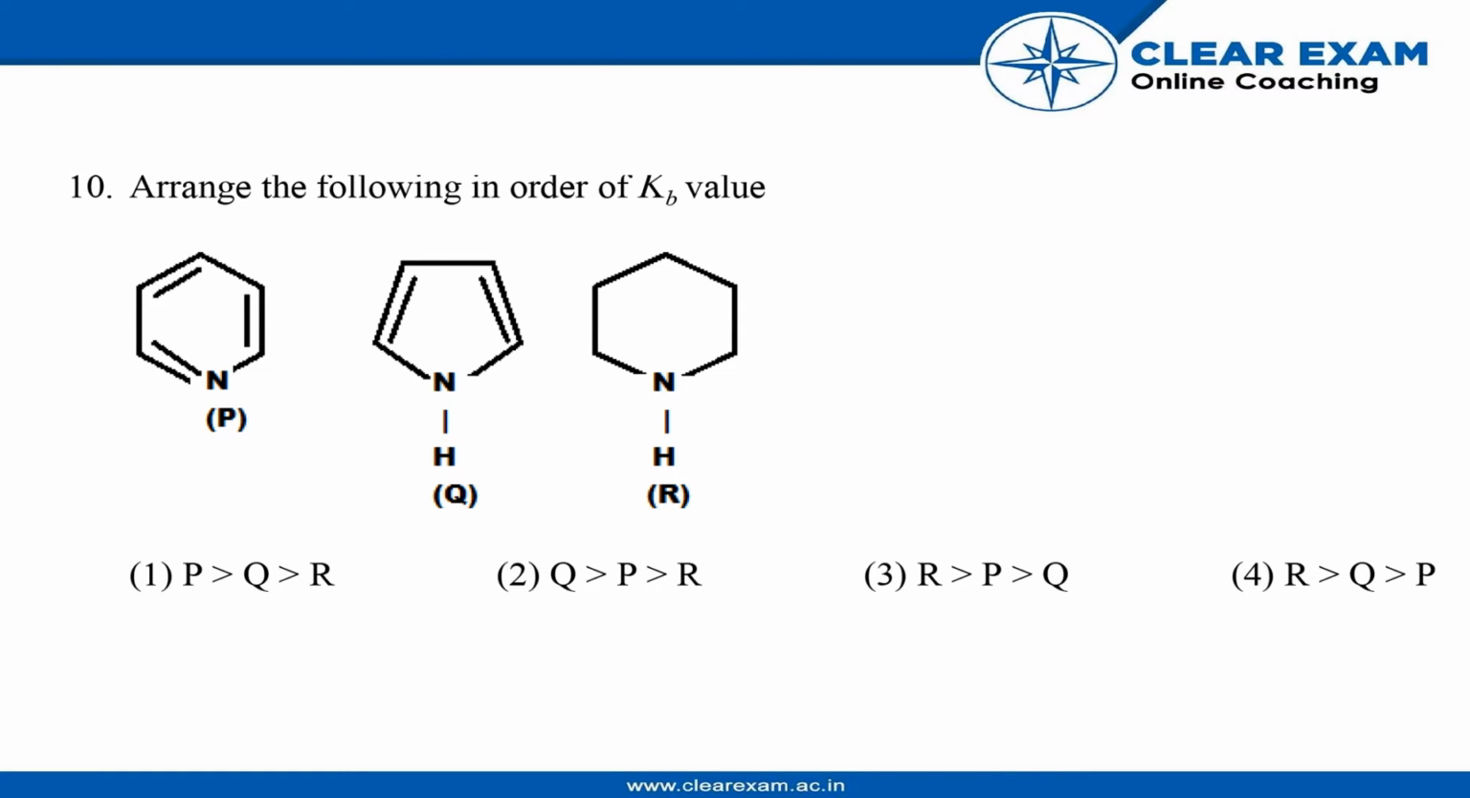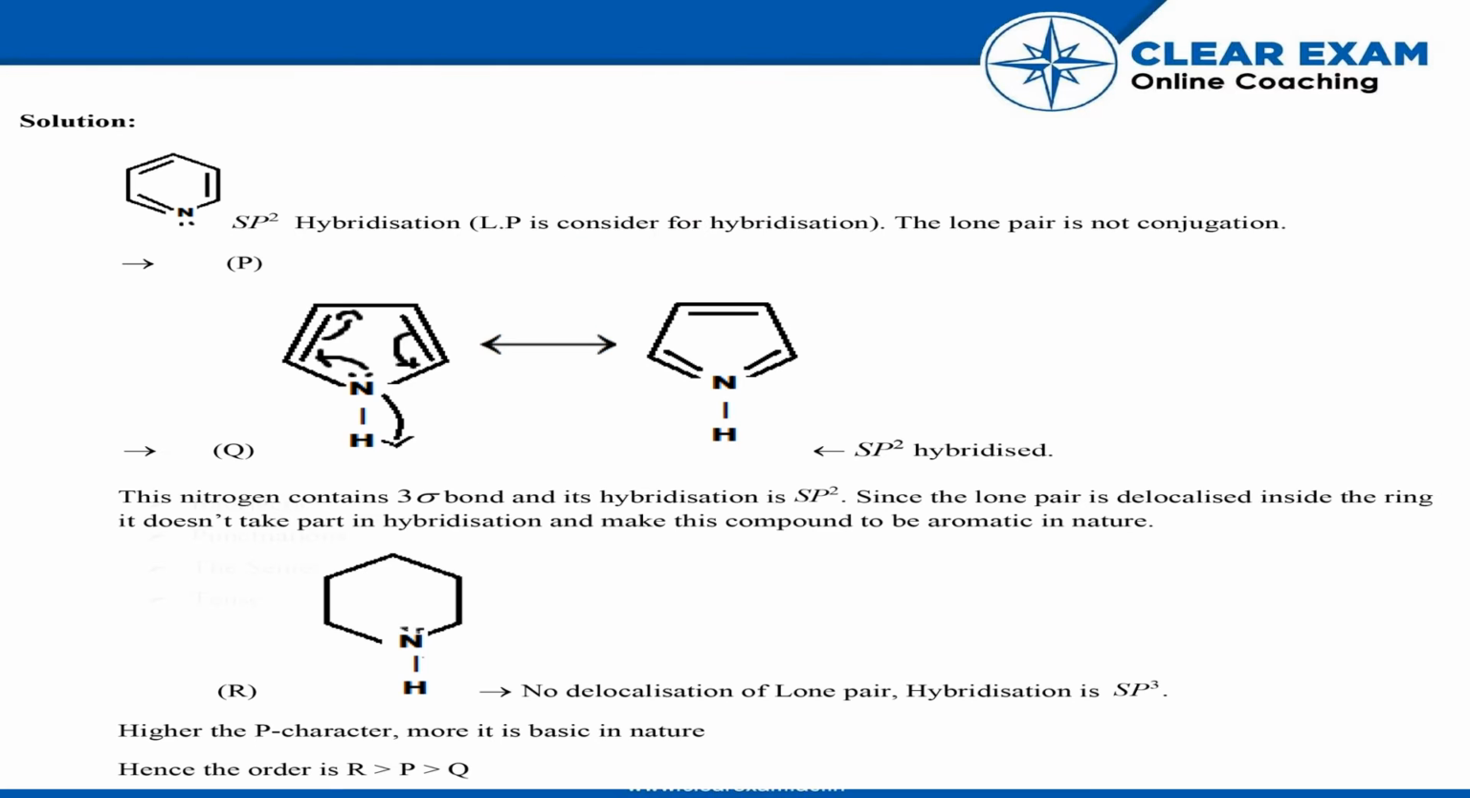So the question is, arrange the following in order of KB value. So we have to arrange these three in the order of KB value. So we will see all these three. So the answer will be, first we will see the P.